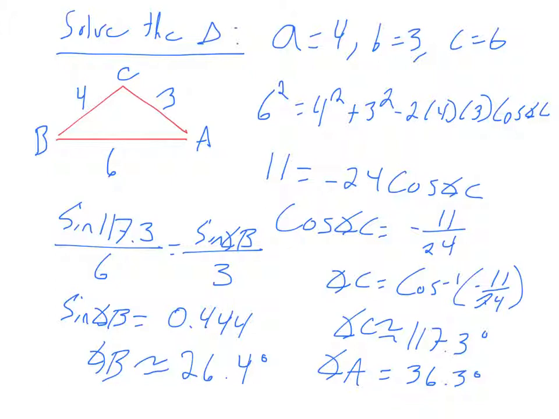Another way you could have done this, which might make it easier for you if you're not comfortable dealing with law of sines and the ambiguous situation possibility, is that for the second iteration, instead of using law of sines, you could just go ahead and use law of cosines for a second time.